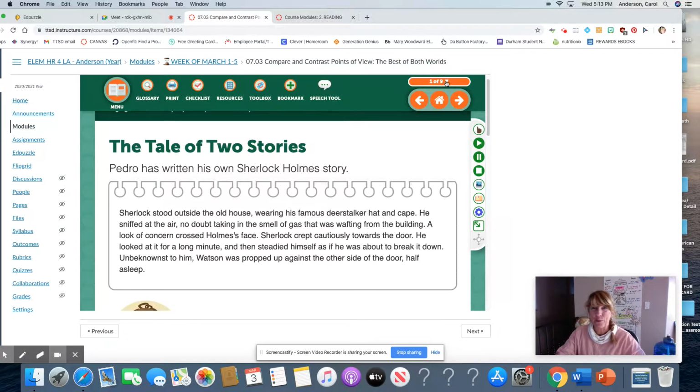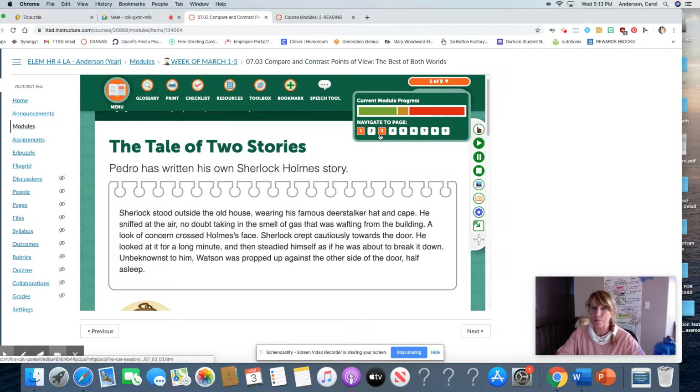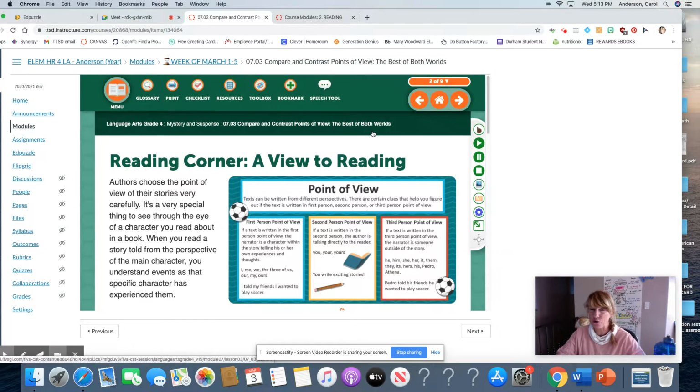All right, we're going to go to page 2 of the module. Now, you don't have to go to this page because, ta-da! That page is the same as this page. So you can just follow along as I review this with you. Authors choose the point of view of their stories very carefully. It's a very special thing to see through the eye of a character you read about in a book. When you read a story told from the perspective of the main character, you understand events as that special character has experienced them. So now let's talk about the different points of view.